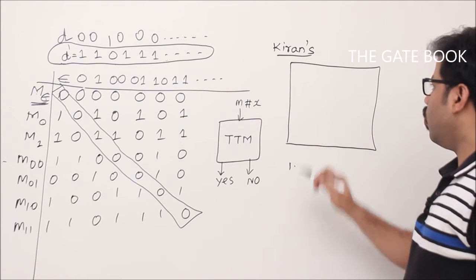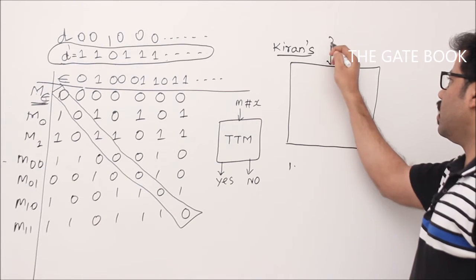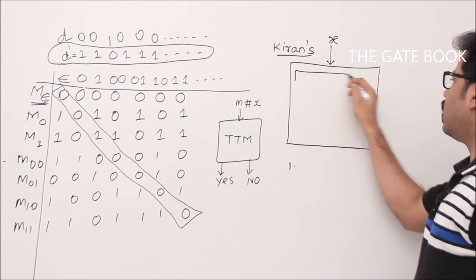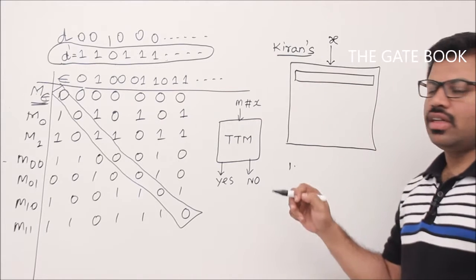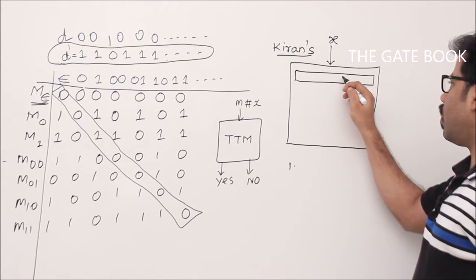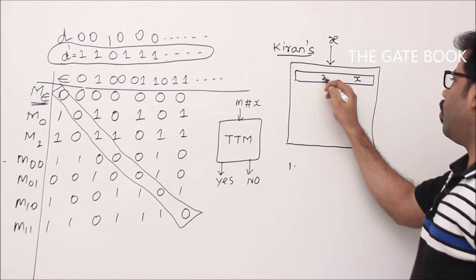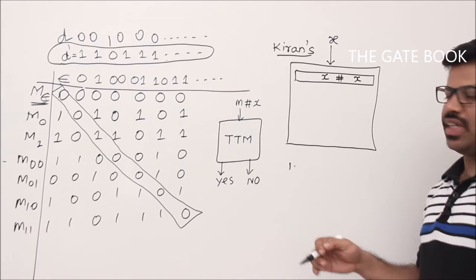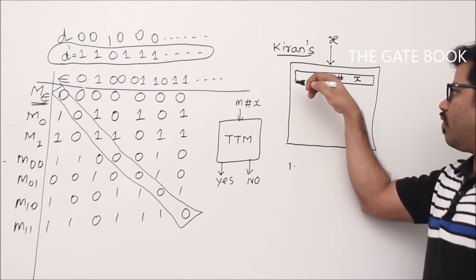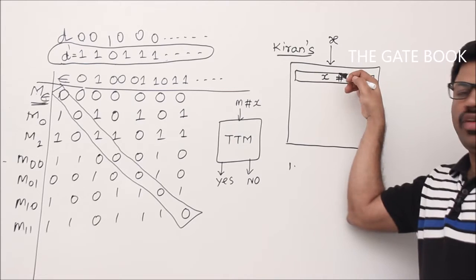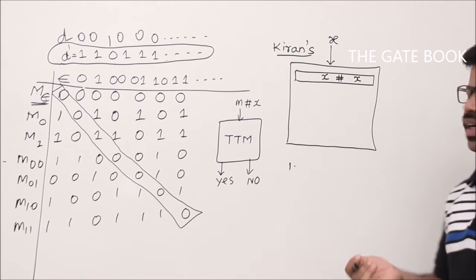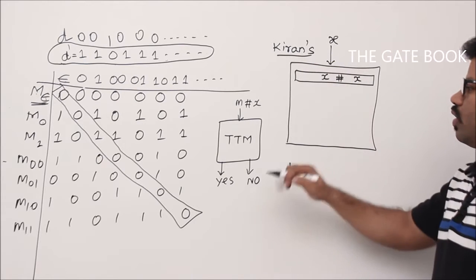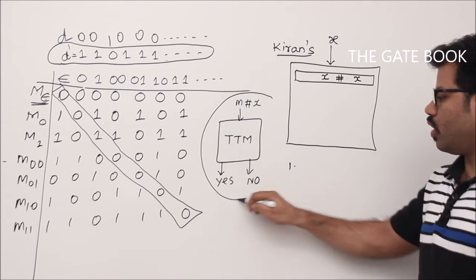Step number 1. What is the functionality of this Kiran's Turing machine? It takes input X, anything. Now assume that it has multiple tracks. In one of the tracks it is going to write X followed by X followed by hash. Yes, it is possible, right? Your Turing machine can be designed in such a way that it takes input and copies it somewhere, copies it another time, and puts a hash in between. That's not a big deal, right? Then Kiran's Turing machine is going to take the code from this total Turing machine.